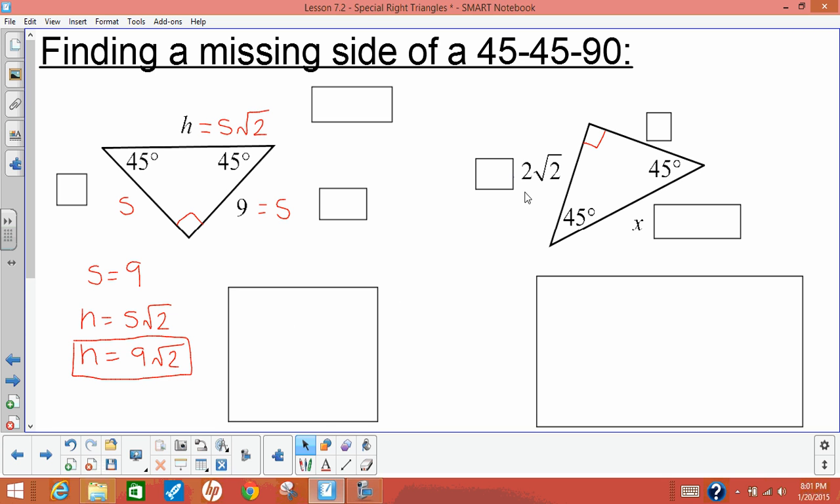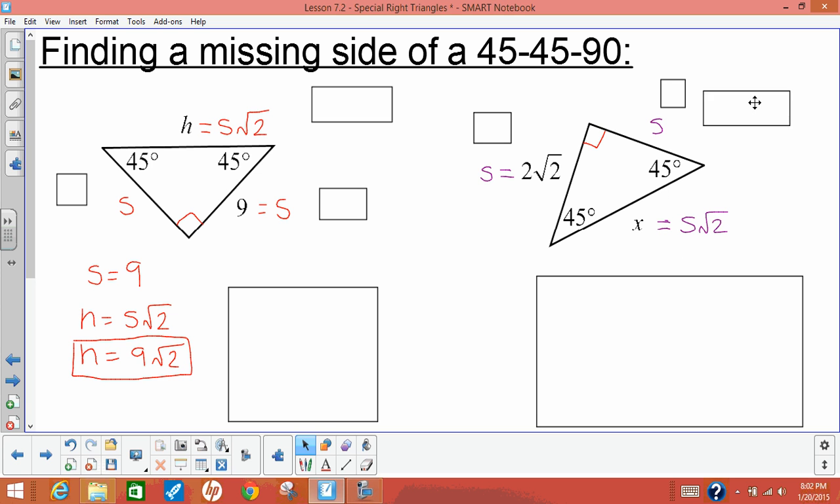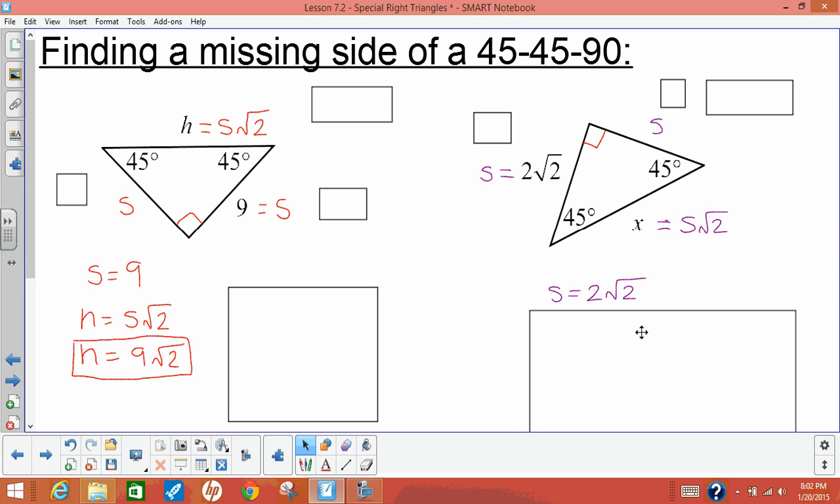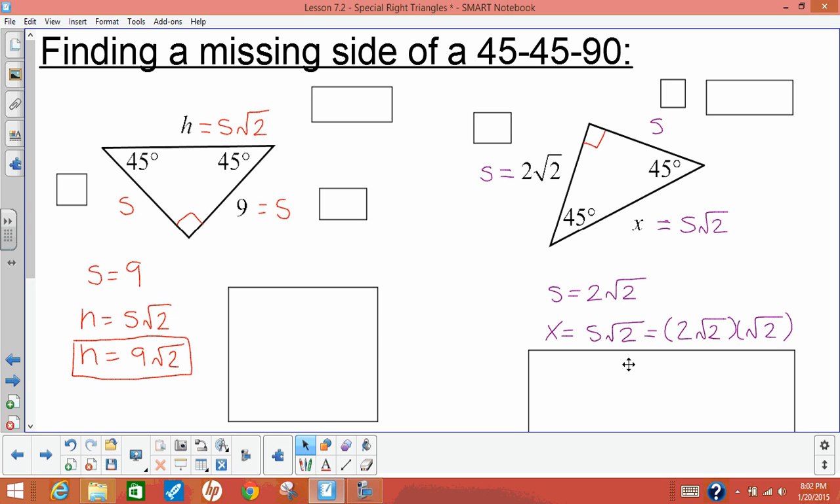So let's try that again. Here's another 45, 45, 90. Again, I'm missing the hypotenuse. This time we call it X. And I'm given that one leg is 2 root 2. So we'll label them using our relationship. The two sides across from the 45-degree angles are S, and the hypotenuse is S root 2. Again, I put equal signs in for the ones where I have labels, and I have created two equations. So I'll organize that again. S is equal to 2 root 2. X equals S root 2.